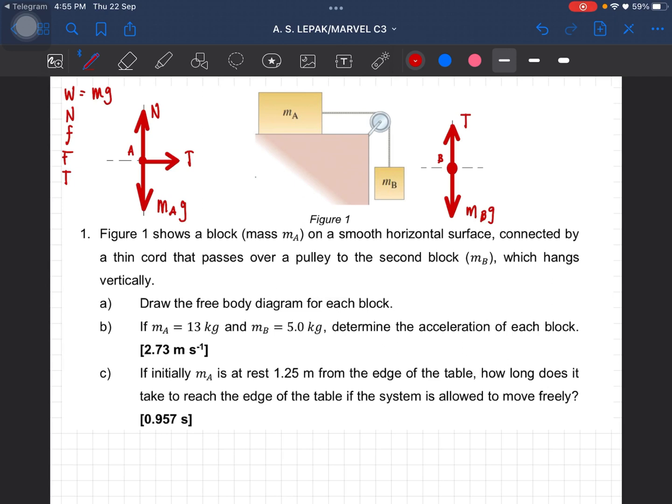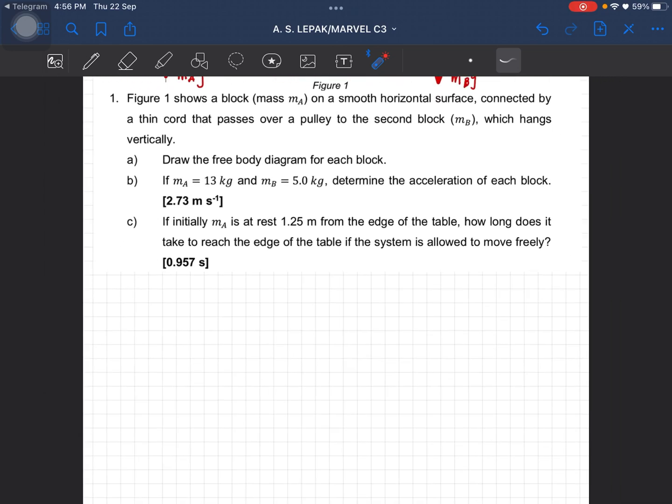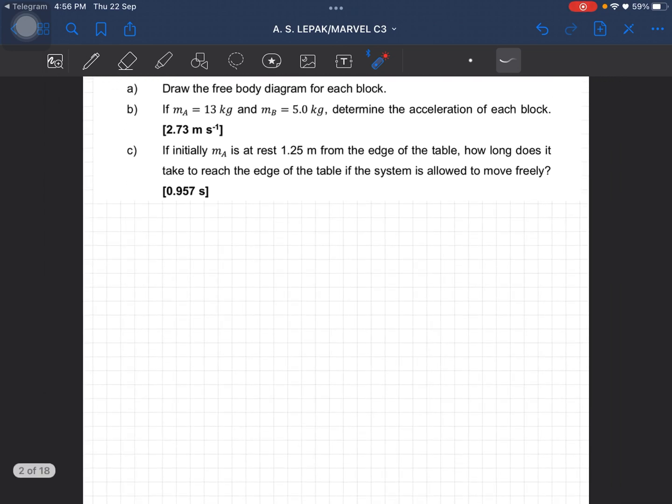So what you need to know from this is, for the free body diagram, only draw what is being experienced by the object. These are the forces that you need to check, whether the object is experiencing it or not.